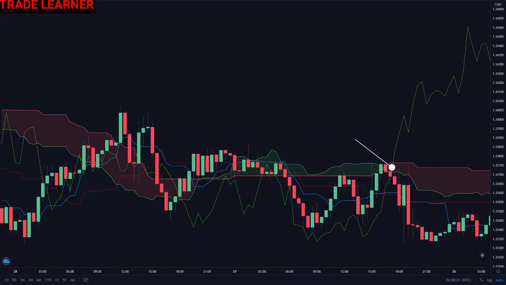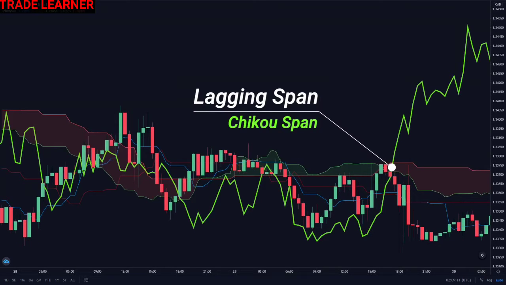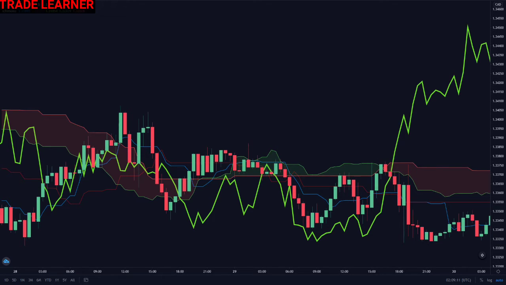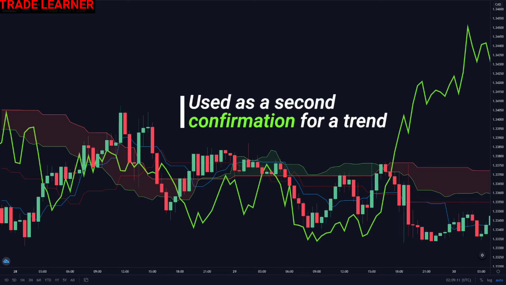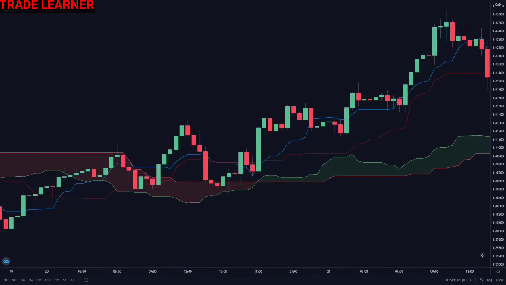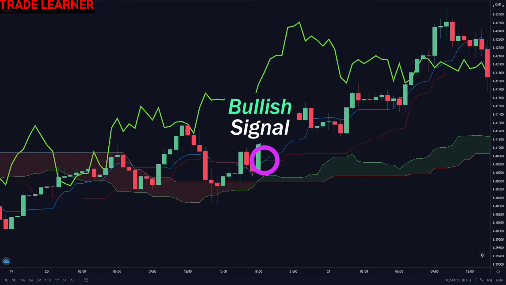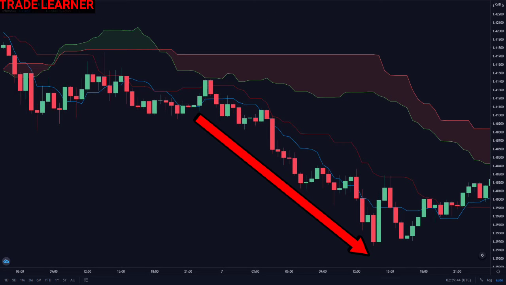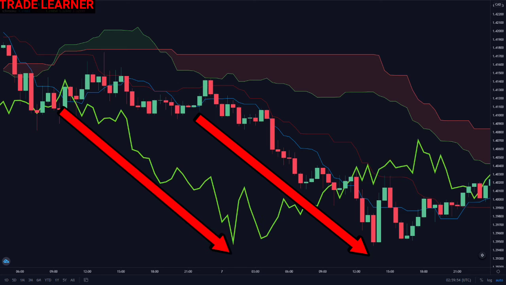Lastly, we have the lagging span, also known as the Chikou span. The lagging span is optional. Some traders use it, some traders don't. The lagging span can be used as a second confirmation for a trend. For example, let's say you receive a bullish signal from the Ichimoku cloud. The lagging span can help confirm that it is a strong bullish signal. So if the lagging span is also heading upwards, this further confirms that the price is in a strong uptrend. And it's the same with downtrends as well. If the lagging span is heading downwards, this further confirms that the price is in a strong downtrend.